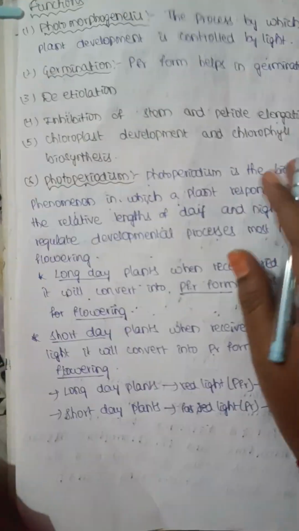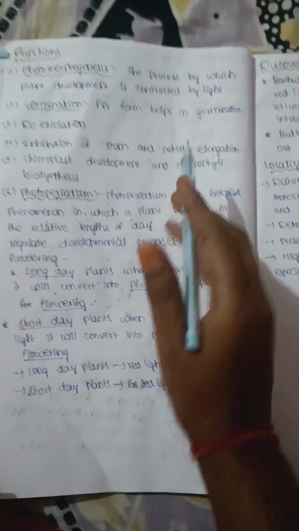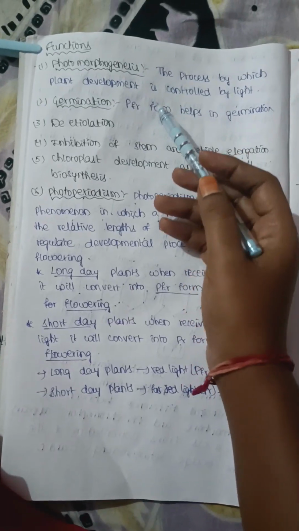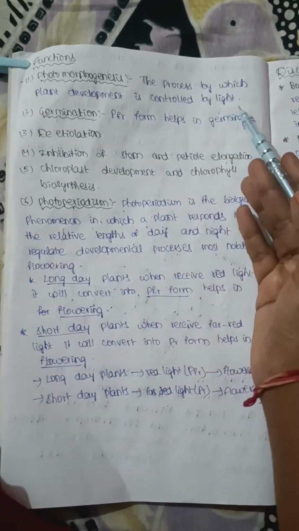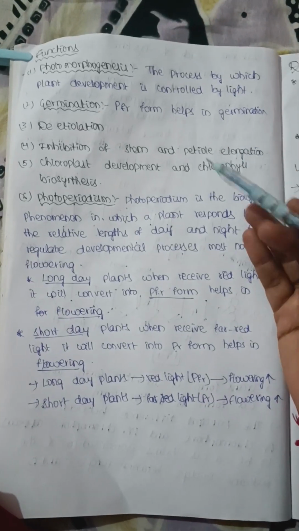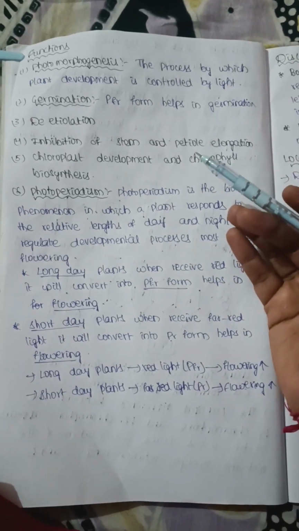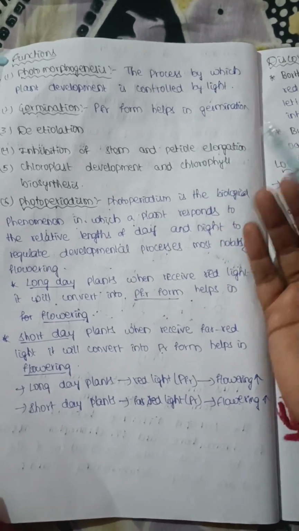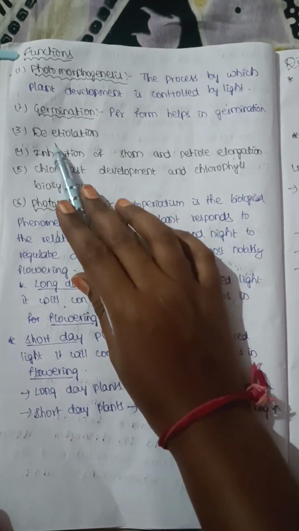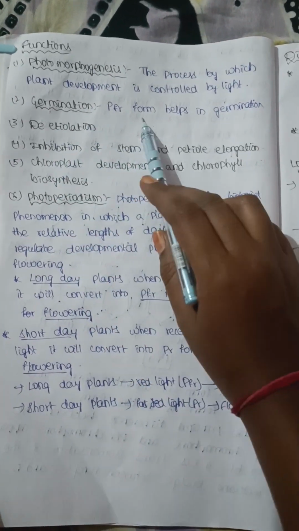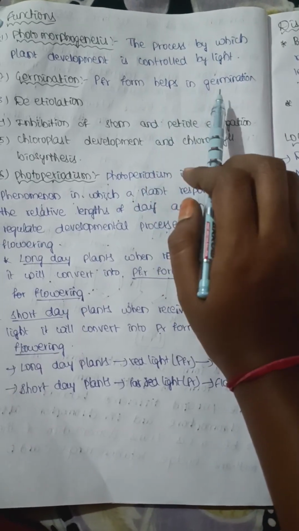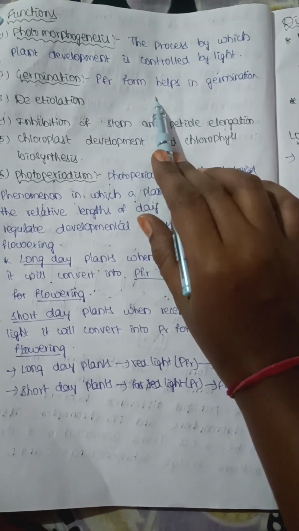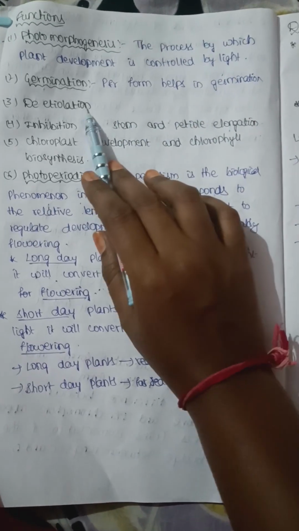Okay. Next, coming to the functions. It helps in photomorphogenesis, the process by which plant development is controlled by light. So based on the light, plant growth and development will depend. Okay, and germination. We say PFR form is the active form, so PFR form helps in germination.